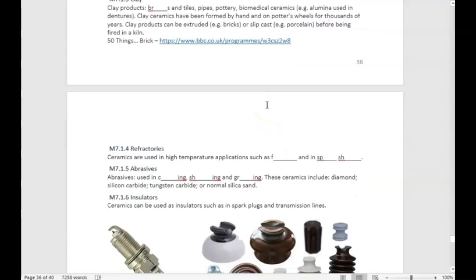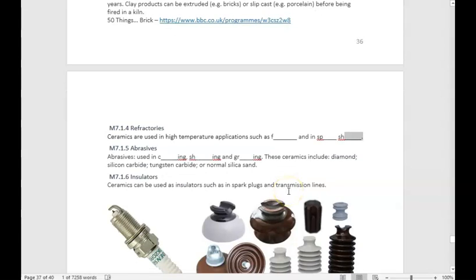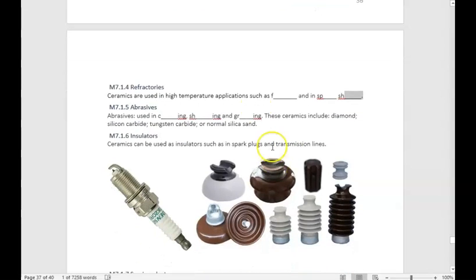Ceramics used at high temperatures are called refractories, and they're used in furnaces and in space shuttles. Abrasives are used in cutting, shaping, and grinding.